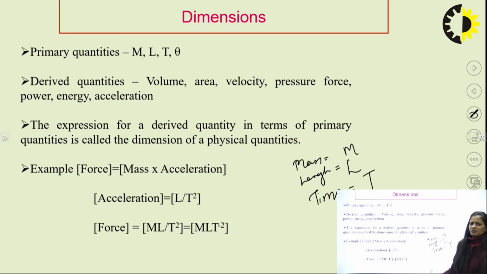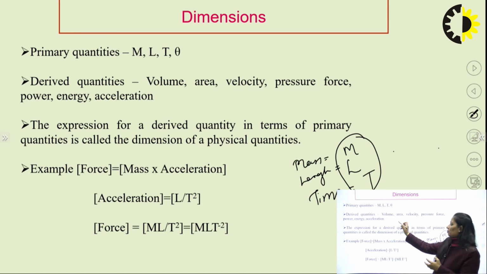Now this is simply our primary dimensions, or primary quantities. Okay. Now what are secondary quantities, or derived quantities? What we derive from primary quantities is your secondary, or you can say derived quantities. For example, let us suppose volume.